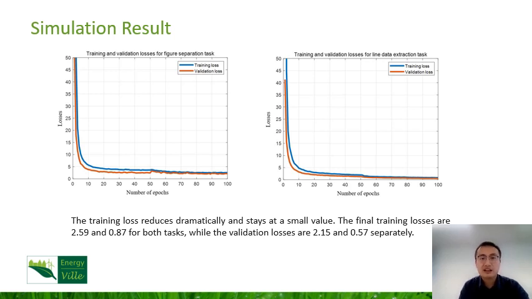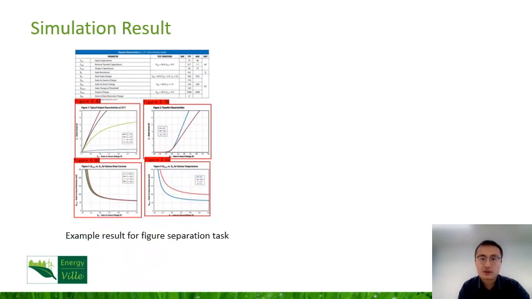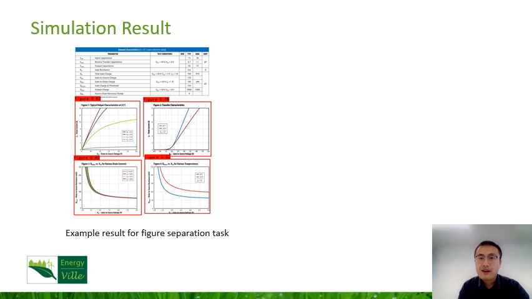With the small training and validation losses, the trained CenterNet can detect the key elements from a datasheet page or from a line chart. The example of the result for task 1 is shown here. As you can see, every figure on this page is detected and selected by the red bounding boxes. With the bounding box information, those figures can be cut into individual figures. And all those individual figures can be recognized by task 2.